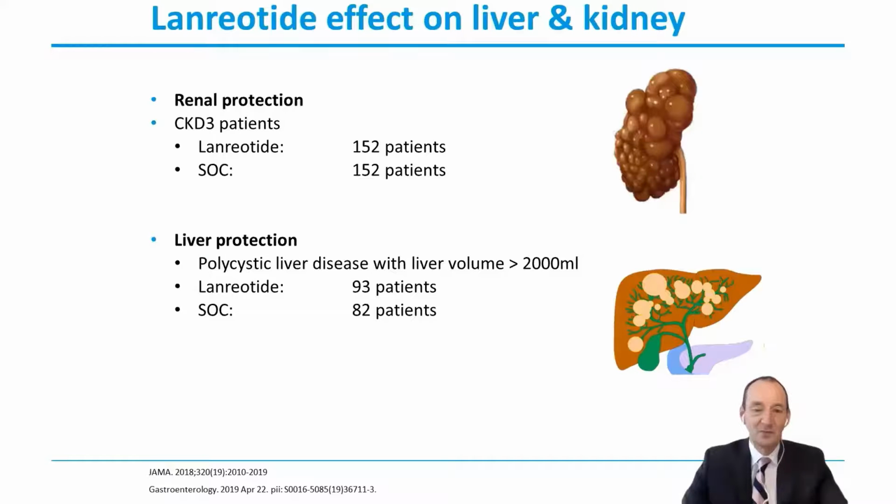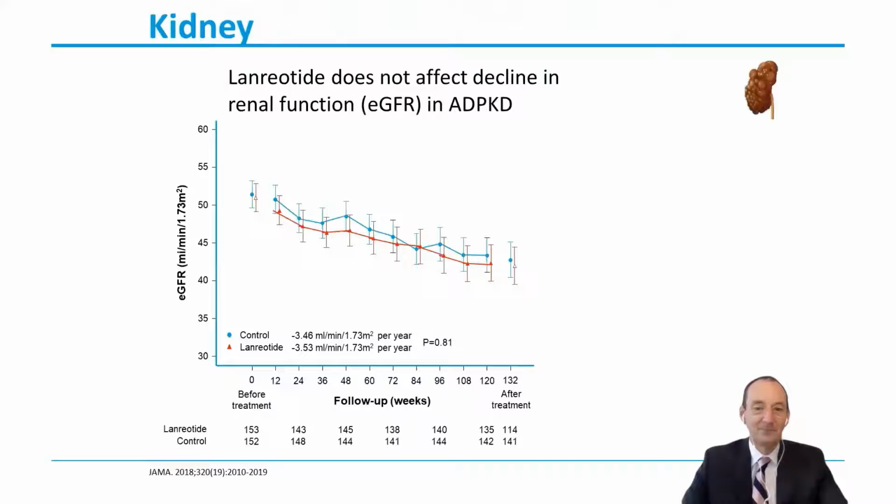First, I will tell you about renal protection data. Unfortunately, lanreotide did not affect the decline in renal function in these patients. This is a graph which shows that, as well as in controls, there's a decrease in renal function in patients on lanreotide, and there is no difference between both arms.